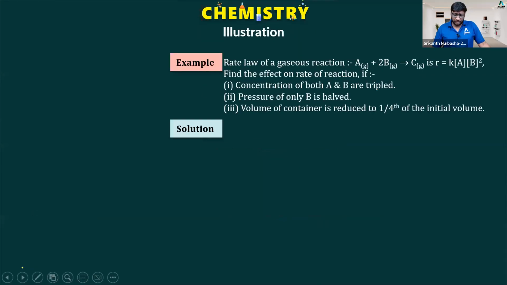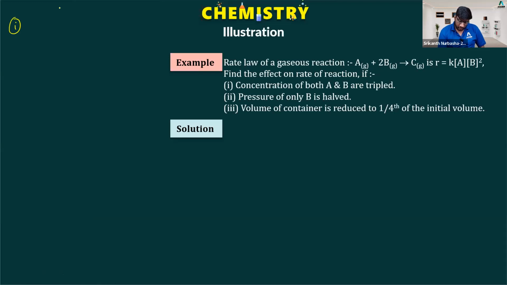Try to solve this question. The rate law of the gaseous reaction A plus 2B gives 2C is given as R equals K into concentration of A into concentration of B power 2. Find the effect on the rate of reaction if the concentration of both A and B are tripled.